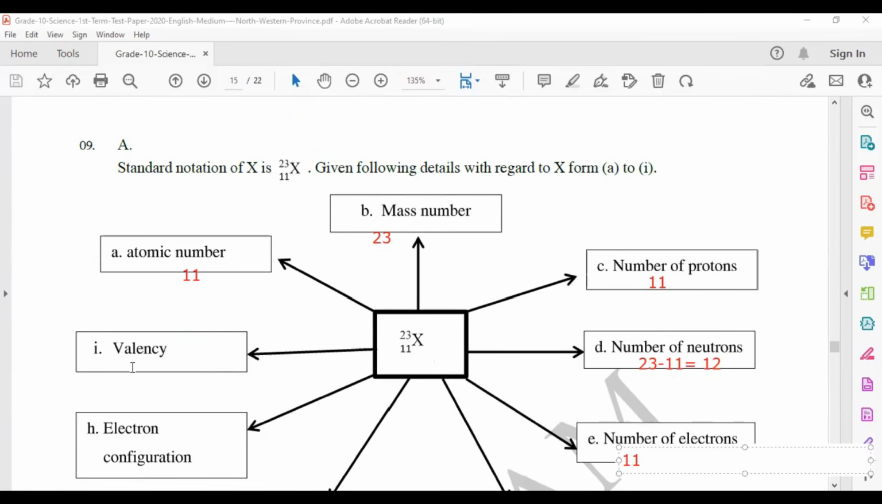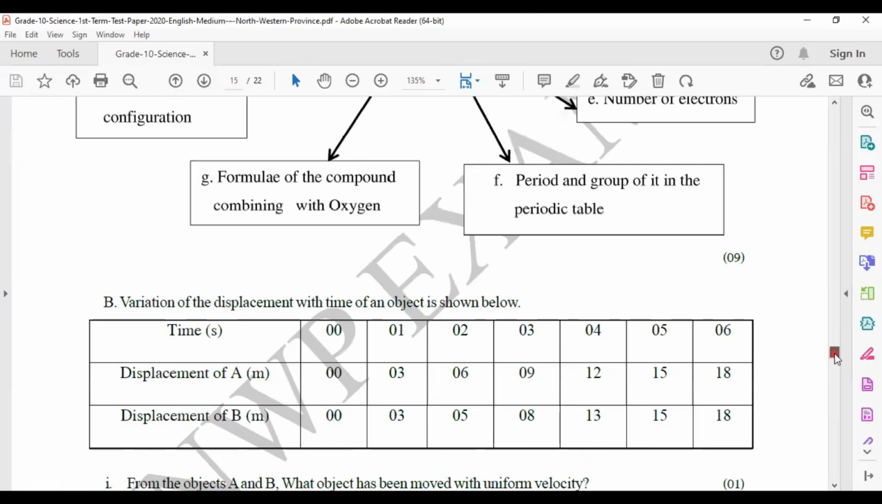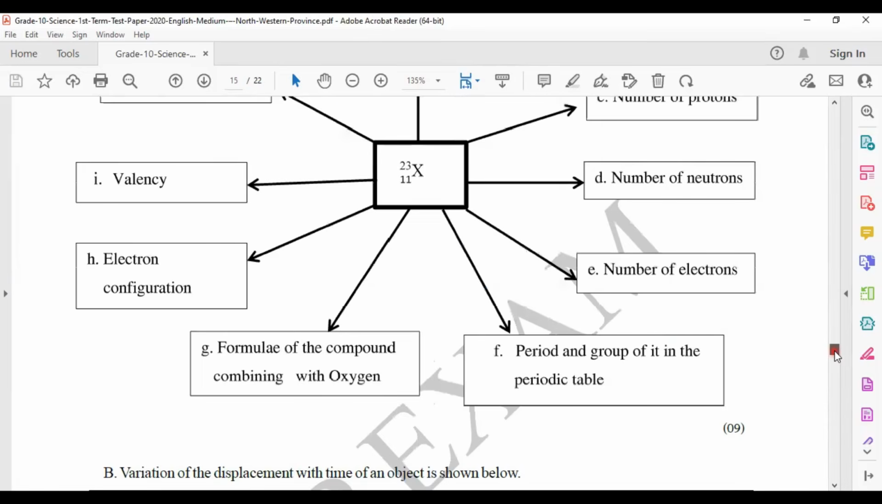The valency of X can be found by writing its electronic configuration, and 11 is sodium. Sodium is in group 1, so the valency is 1. Electron configuration is 2, 8, 1. Formula of the compound combining with oxygen: X2O is the answer, because the valency of oxygen is 2.